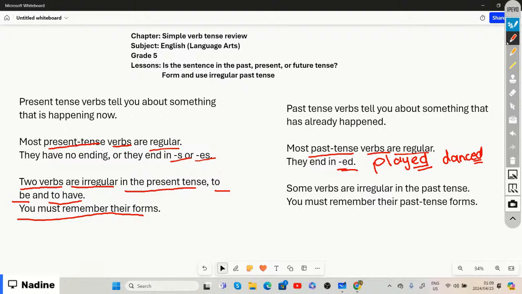And then we also have some verbs that are irregular in the past tense. The verbs that are irregular in the past tense do not follow any rules. You are just going to have to remember the form, because there's no rule that they are following, so you're just going to have to remember the form of that irregular verb. For example, from think now, thought. So that is irregular, and as you can see, how the word has changed.